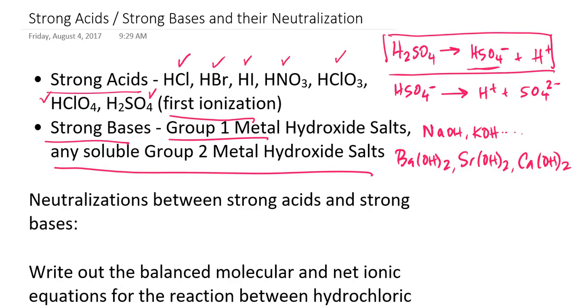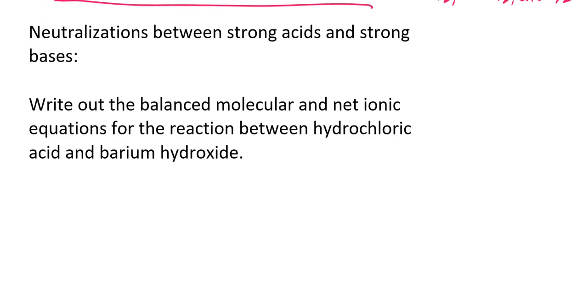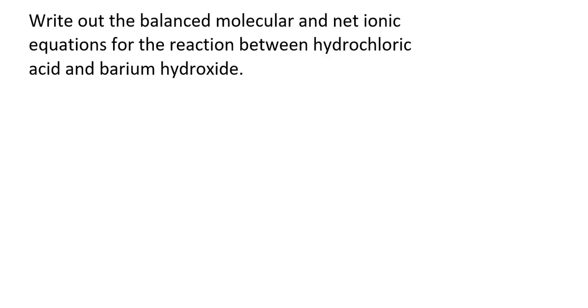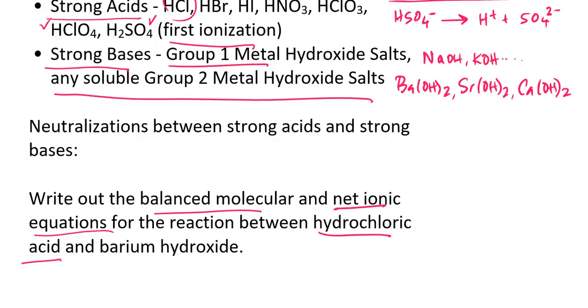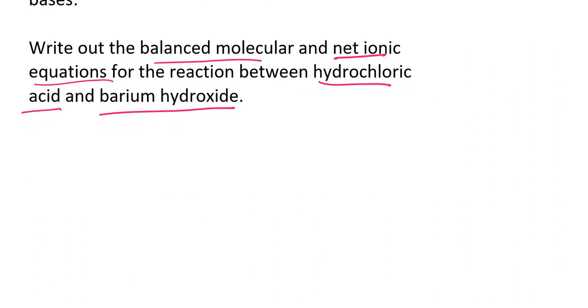Now, we'll actually have to take a couple of examples in order to understand how the neutralization of strong acids and strong bases differ from when we have weak acids or weak bases involved. So let's jump right into it. And right here we have this example where we're being asked for the balanced molecular and also the net ionic equations for the reaction between hydrochloric acid, which is a strong acid, and barium hydroxide, which is a strong base. And so if we start piecing together the molecular equation, we have hydrochloric acid and barium hydroxide, both of these in solution.